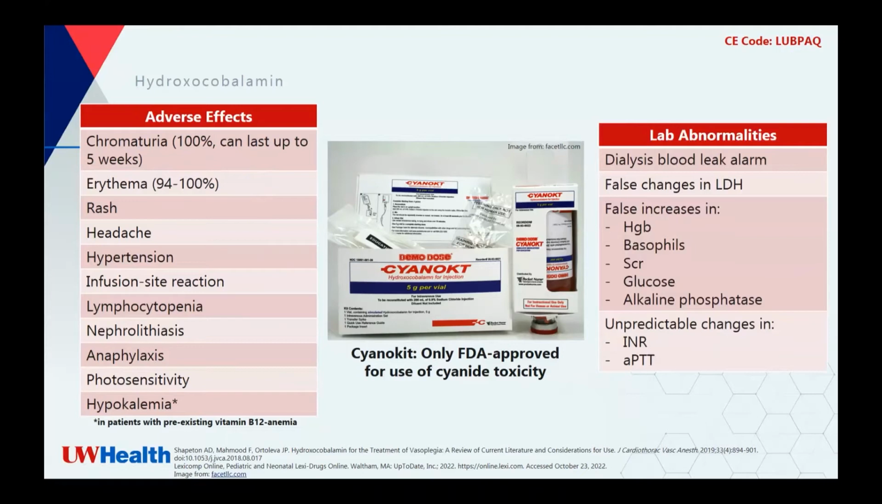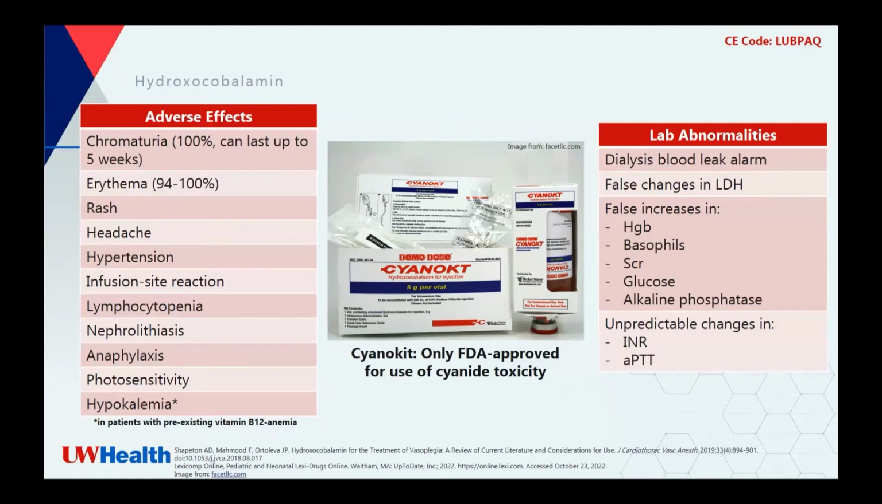Hydroxocobalamin can also interfere with some labs, and so that's important to be aware of as well. So first, on certain dialysis machines, hydroxocobalamin can actually cause a blood leak alarm because of its red color. So this is because the machines that use photo technology to detect changes in the dialysate color to try to detect blood are kind of tricked by this red color of the hydroxocobalamin if it leaks into the dialysate.